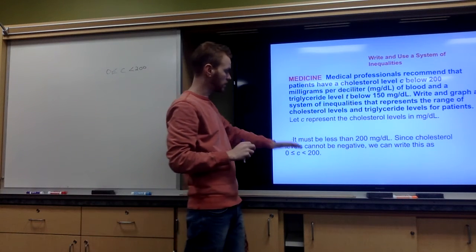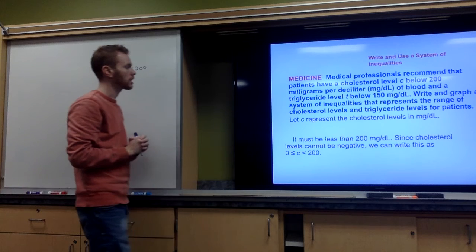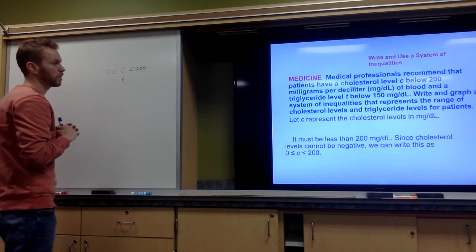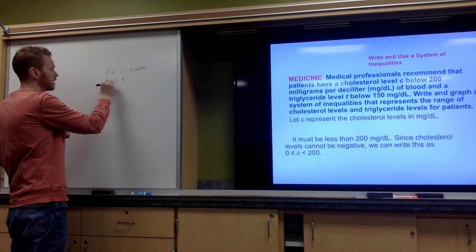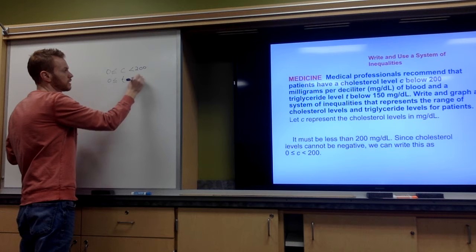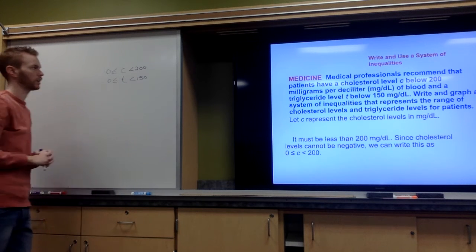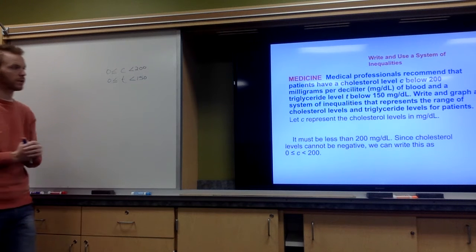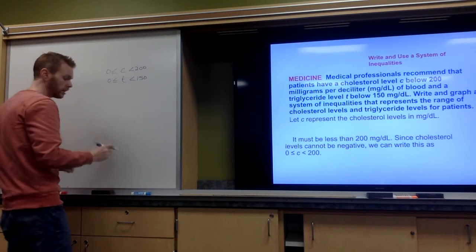And actually, I have it written down here for us. Now, triglycerides, we use T, has to be below 150? So it's kind of the same range. It has to be above 0, or it could be 0, but it has to be below 150. Okay? So here are my inequalities based off of what they give me.